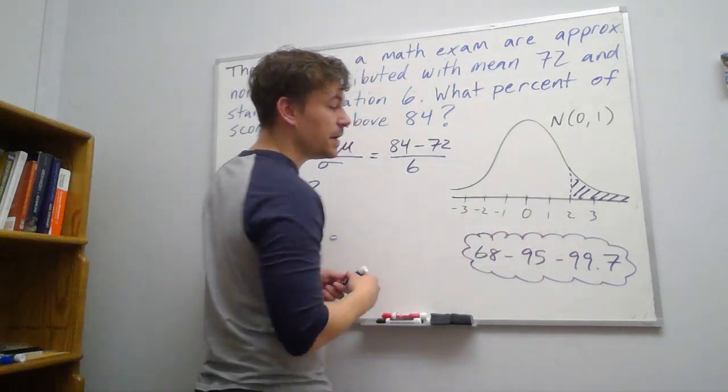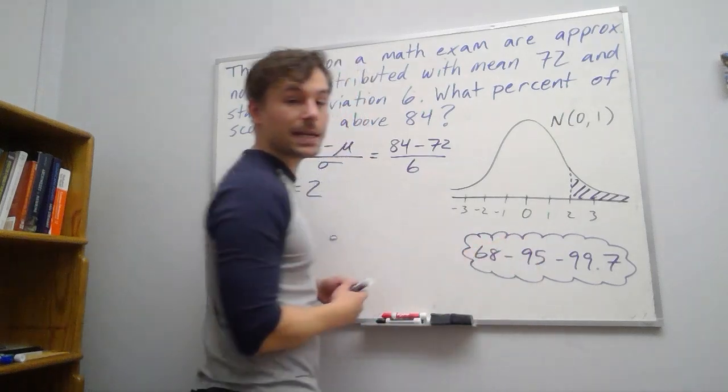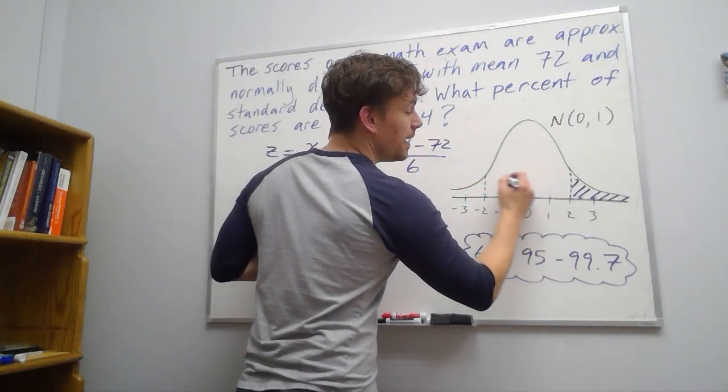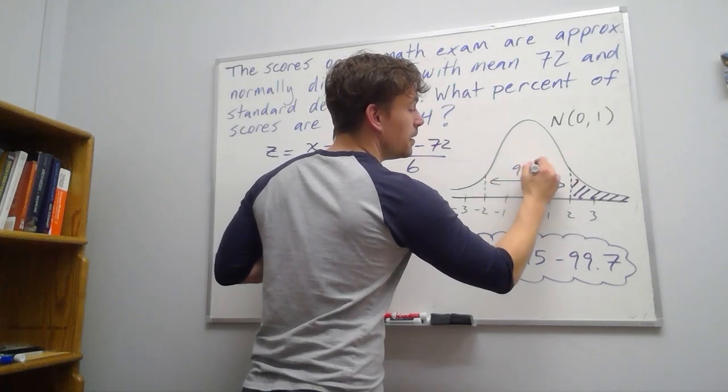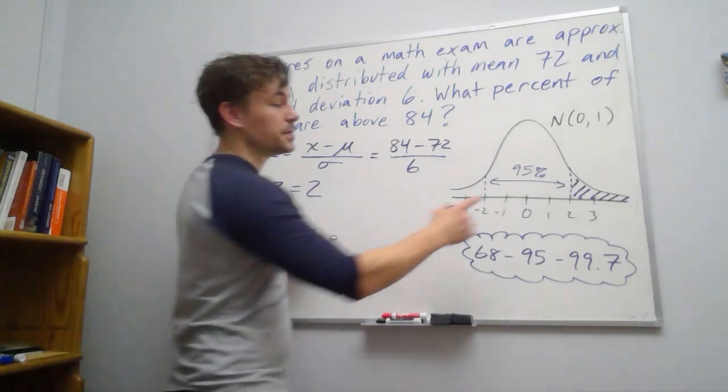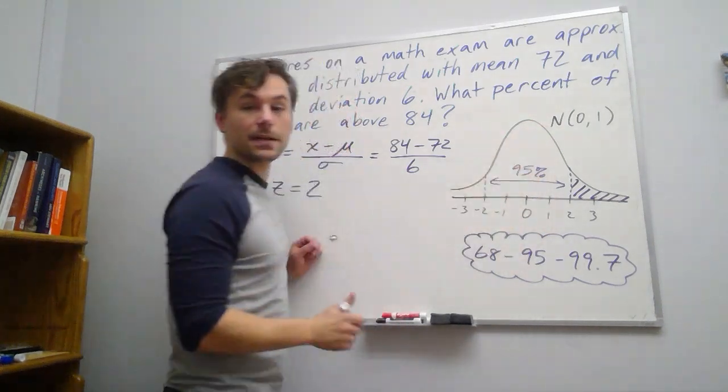Since we're 2 standard deviations away, we're going to use this 95%. So that means that 95% of the data is within 2 standard deviations of the mean. So this middle portion is 95%.